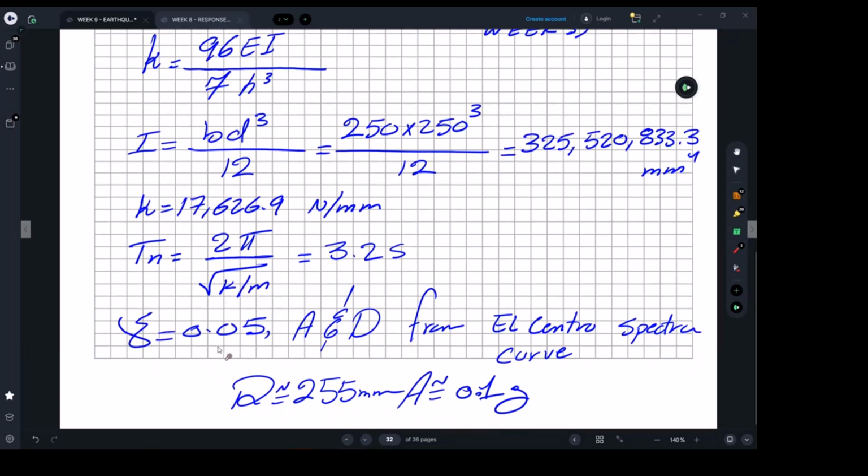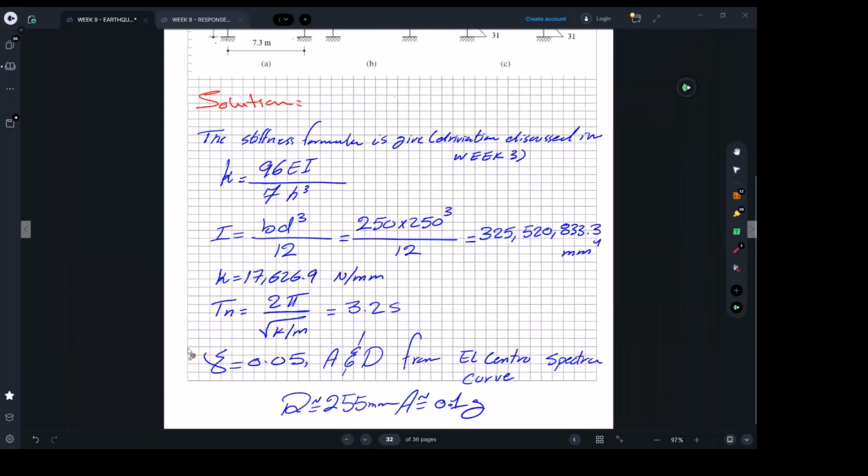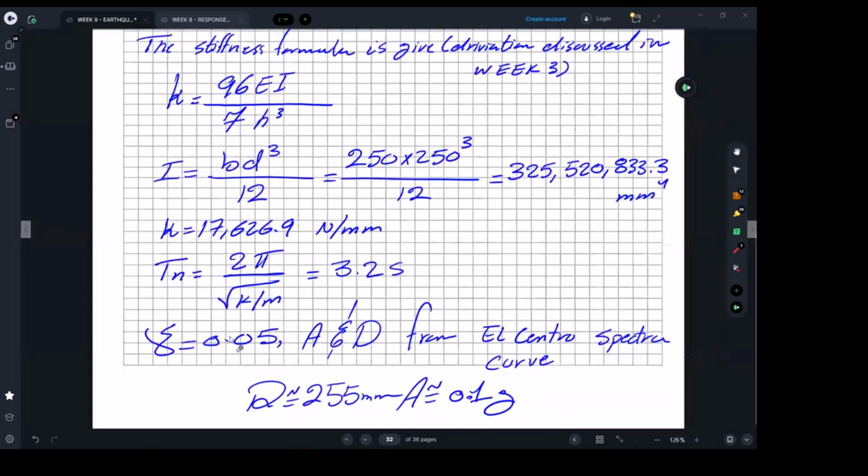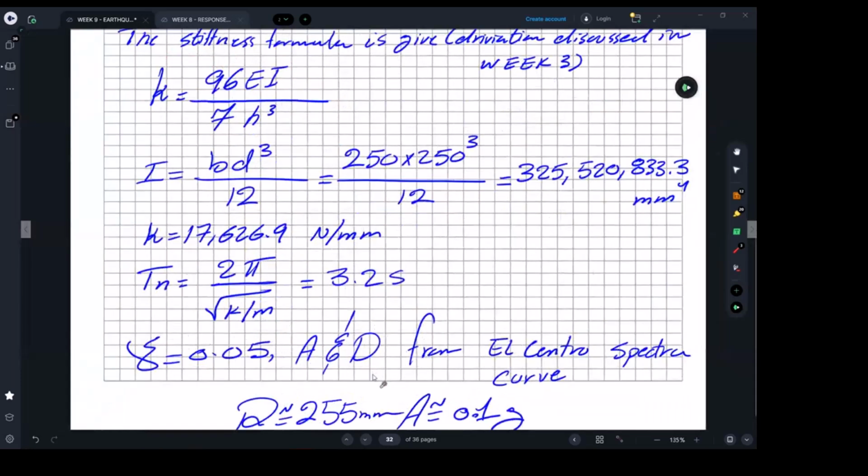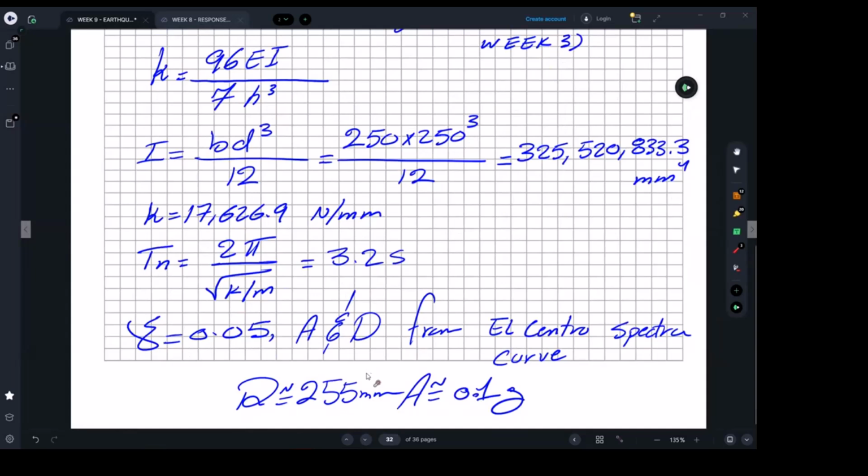Now from here, we just need to get to the damping ratio. That was given to us in the question. And from here, we can go ahead and use the graphs that I showed you how to use. And you will be able to find your displacement response to be 255 millimeters, and your acceleration is 0.1 g.